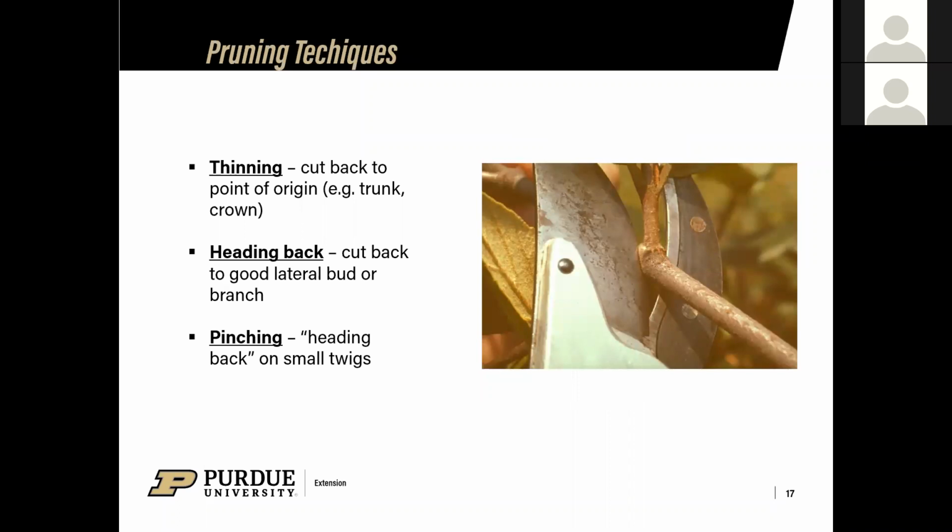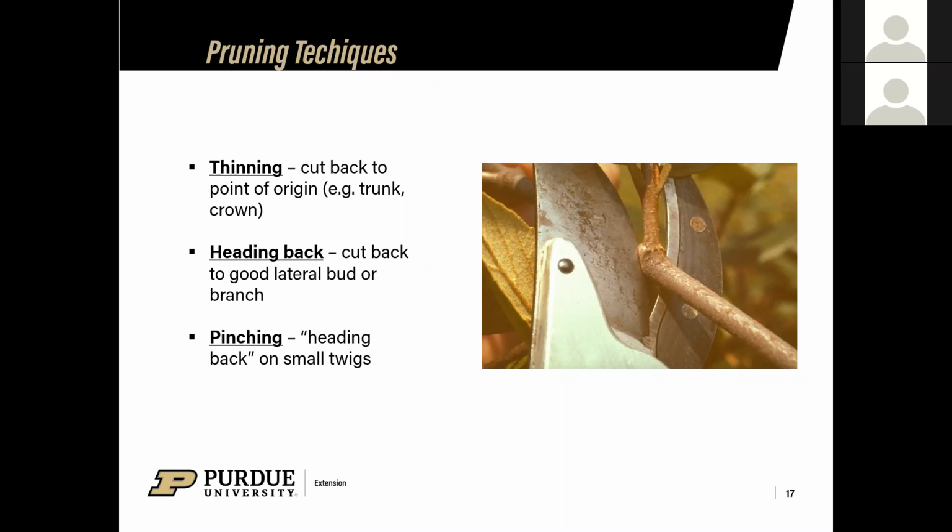There are several different types of pruning cuts that are used in pruning trees and shrubs. A thinning cut is like taking the branch all the way back to the trunk. You're removing a whole branch, so you're thinning out that canopy. This tends to be one of the better cuts if you're doing some major pruning. A heading back cut is where you just cut the end of the branch off.